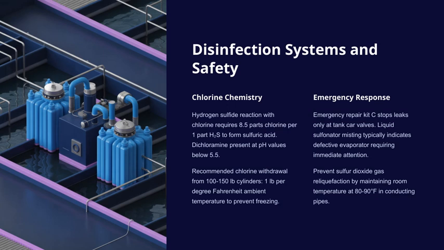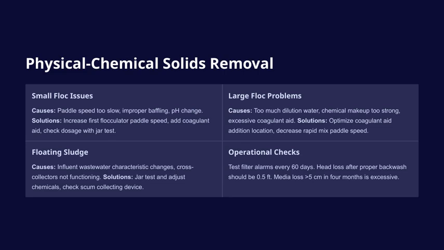Now, let's talk about some common issues with solids removal in the physical-chemical treatment process. First, small flock issues often arise when the paddle speed in the first flocculator is too slow, or if the baffling isn't set up properly. Changes in pH can also impact flock formation. To address these, we can try increasing the paddle speed, adding a coagulant aid, and conducting jar tests to verify the correct dosage.